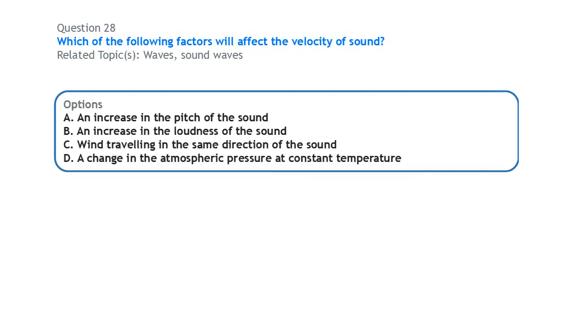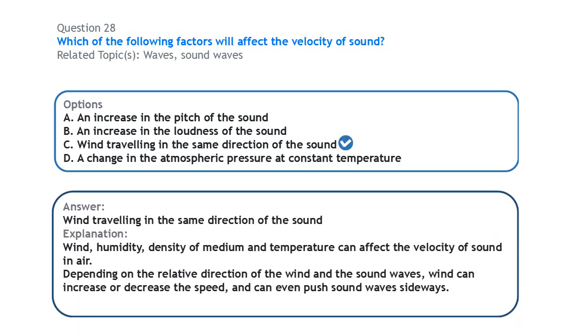Which of the following factors will not affect the velocity of sound? Wind traveling in the same direction will affect the velocity of sound. So wind, humidity, density of medium, and temperature are factors that can affect the velocity of sound.